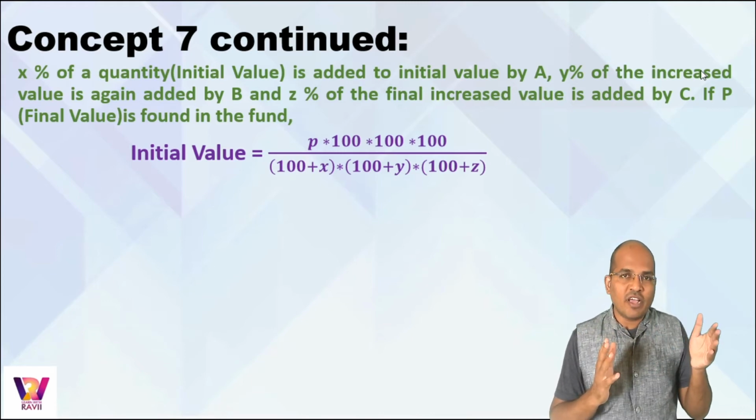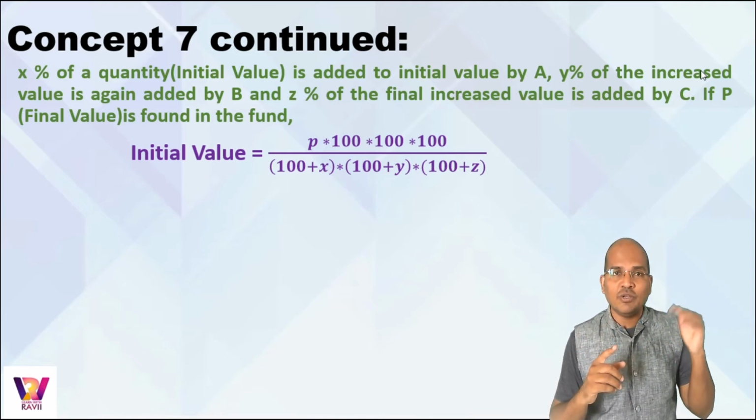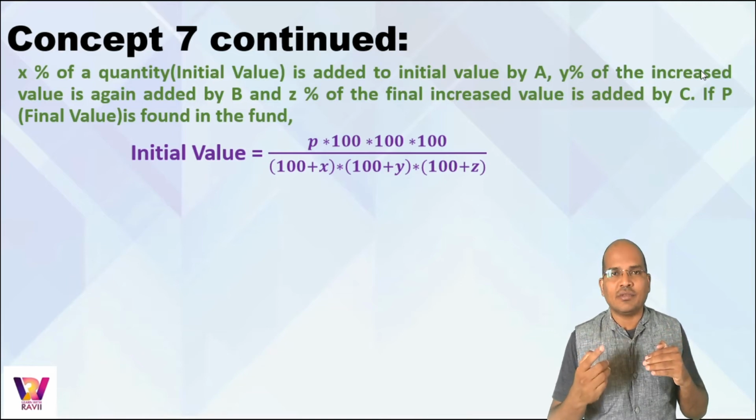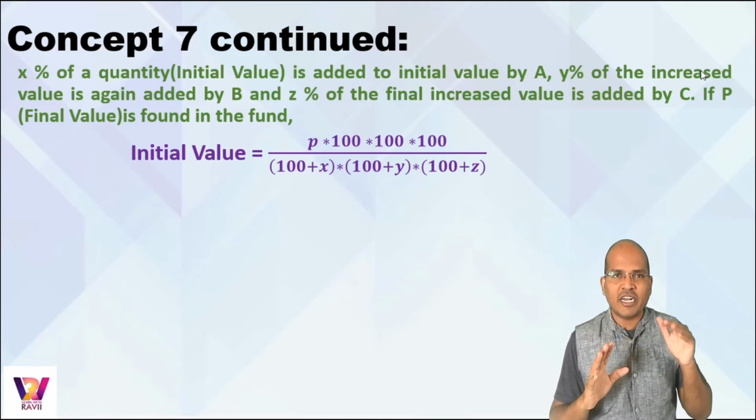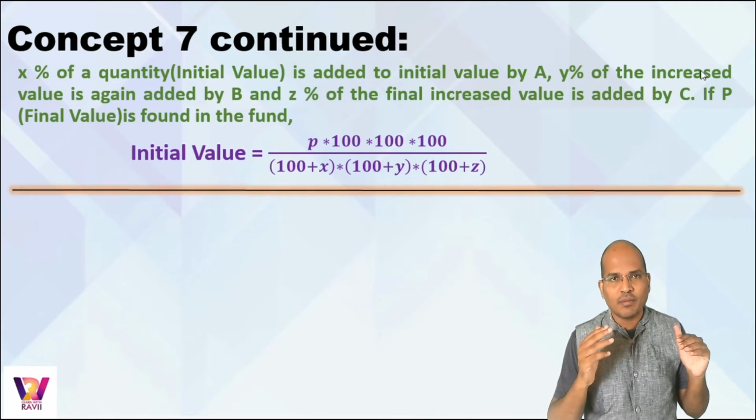In the previous model, we have seen 100 minus X, 100 minus Y, 100 minus Z, because there we were reducing the terms. Here we are adding the terms. So keep that in mind. A reduction is a decrease and addition is an increase, a plus value. So let us see a small example on this model.